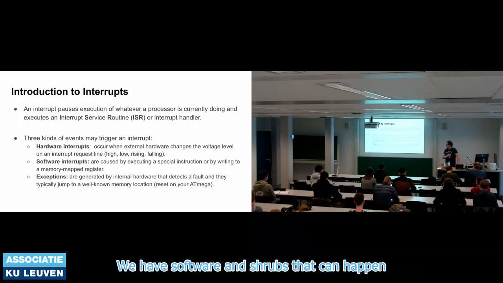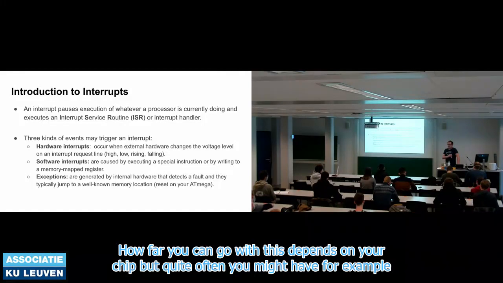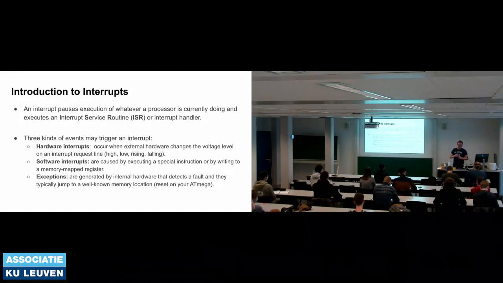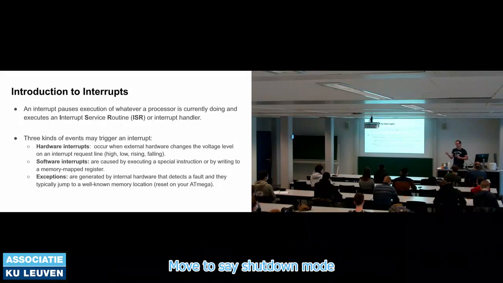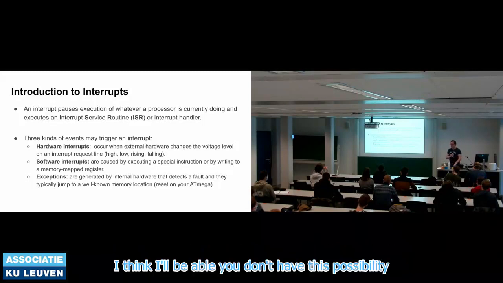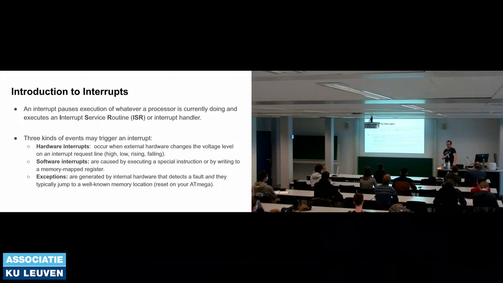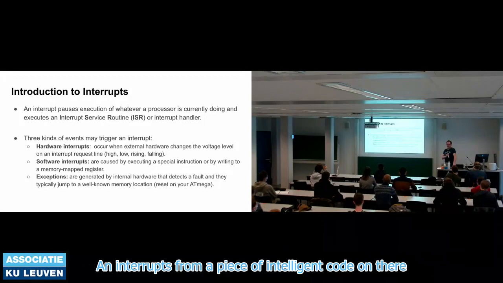We have software interrupts that can happen. How far you can go with this depends on your chip, but quite often you might have, for example, a piece of software which wants to, let's say, move to a safe shutdown mode. And then it's useful to be able to trigger a software interrupt, which will cause that mode to happen quickly. I think on the AVR, you don't have this possibility. I'm sure you could kind of hack it, but I don't think there's a way to generate an interrupt from a piece of intelligent code on there.